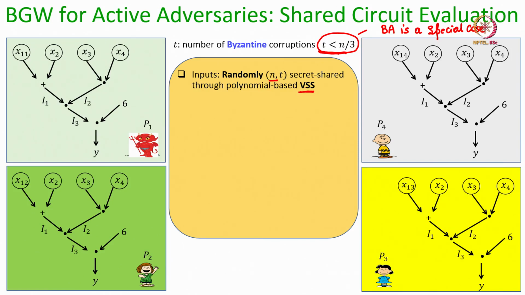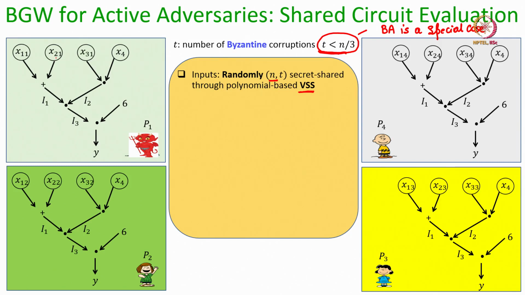So, even if P1 is a corrupt dealer, it cannot distribute arbitrary shares for its input x1. The shares which it distributes to the honest parties will lie on some t degree polynomial, and that is guaranteed because of the strong commitment property. In parallel, in the same input stage, party P2 acts as a dealer and invokes an instance of the sharing phase protocol of the polynomial based VSS to secret share its input x2, due to which every party will now have a share of the input x2.